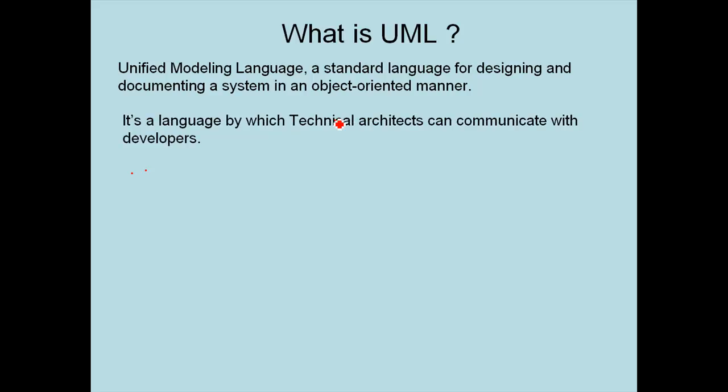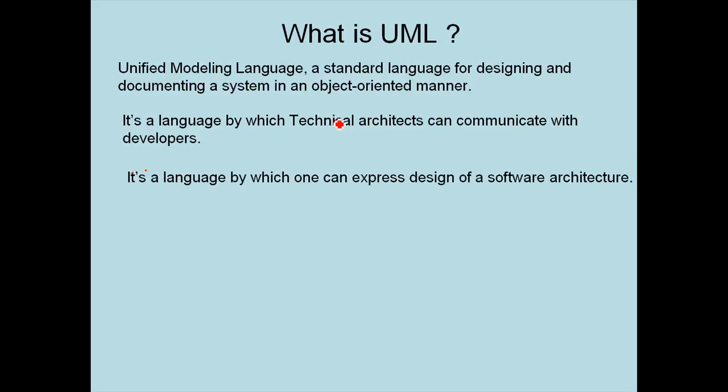So let me now define it. You can say that it is a language by which a technical architect can communicate to his developer what exactly he wants, or how the project should proceed, or what the technical roadmap of the project execution should be. At a very ground level, it is a way by which the technical architect can express the design of a software architecture. In one simple sentence, it's a blueprint of your source code.